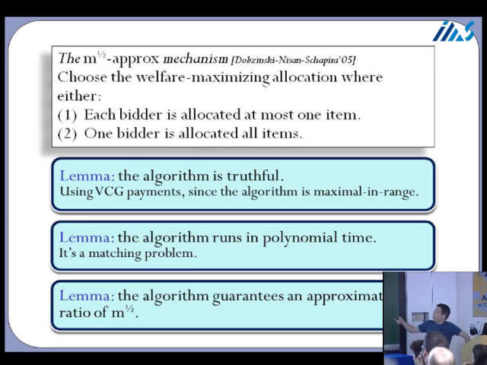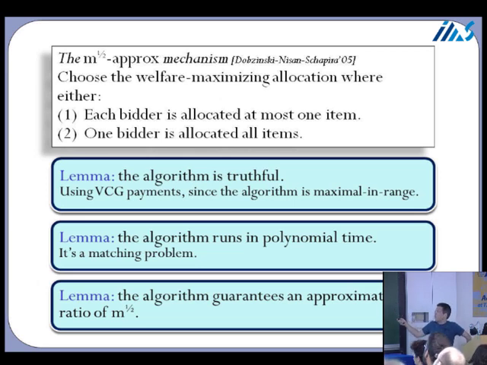algorithm? By definition, the set of pre-selected allocations that we have is one where either each bidder is allocated at most one item or one bidder is allocated all items. And the algorithm just chooses the welfare maximizing allocation among this set. So this is a maximal range algorithm. And we immediately have that this algorithm is truthful.